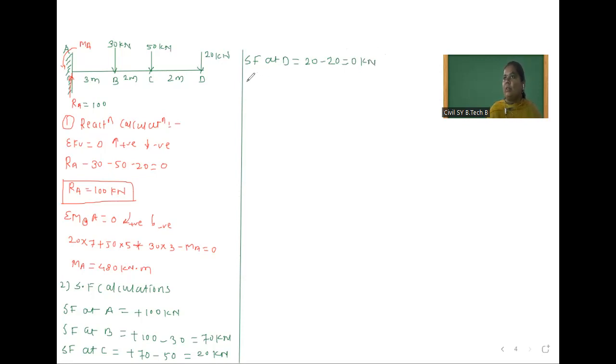After that, next we will move towards the third step, bending moment calculation. We will start from this D point. So bending moment at D.